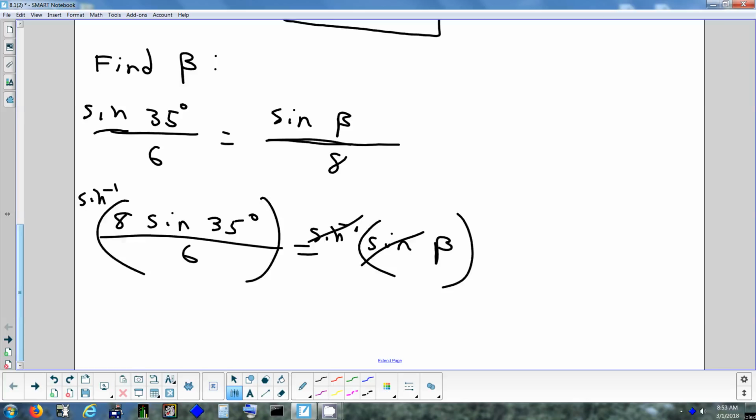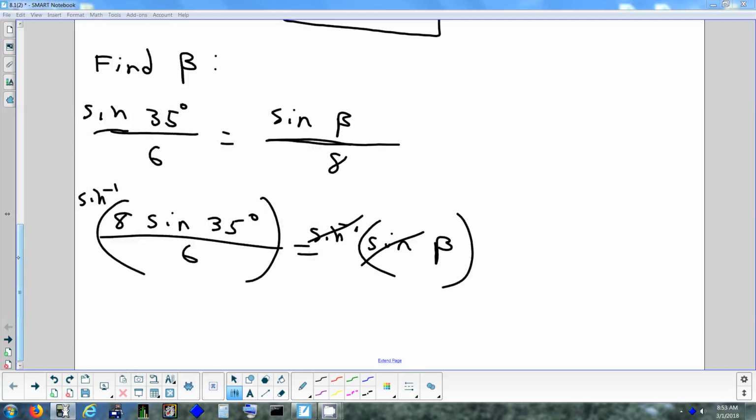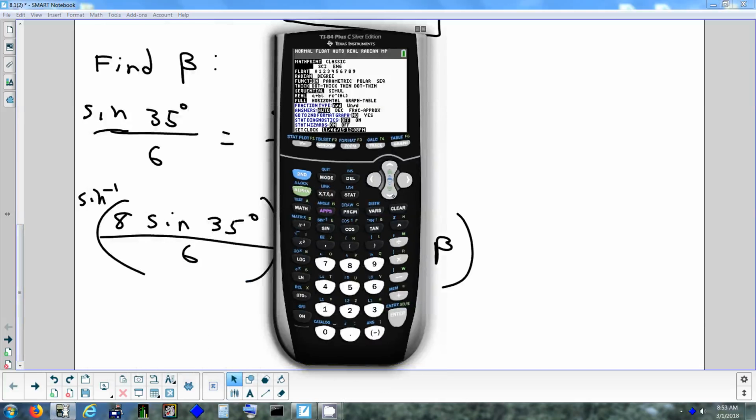Yes, you can reduce 8 and 6, but if you're just typing it into the calculator, what's the difference if you press an 8 and a 6 or a 4 and a 3? It doesn't save you any time, so I would just leave it. All right, so first thing I'm going to do is put it in degrees.